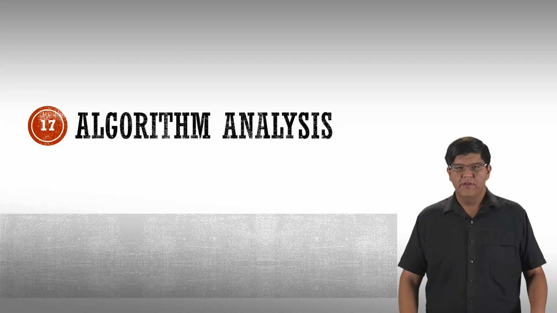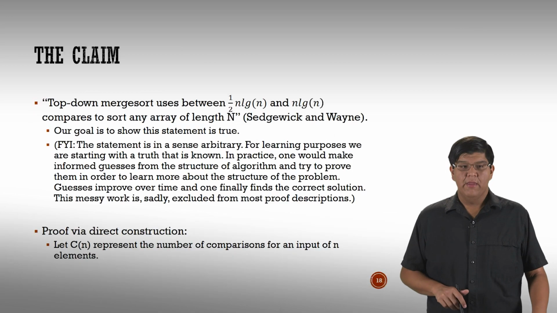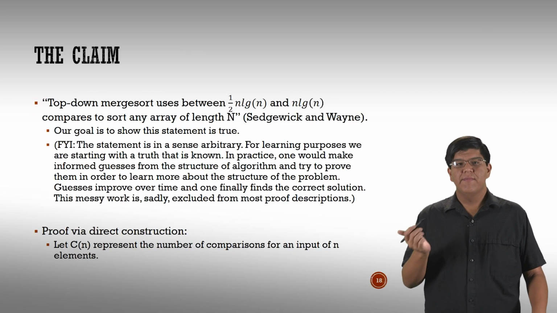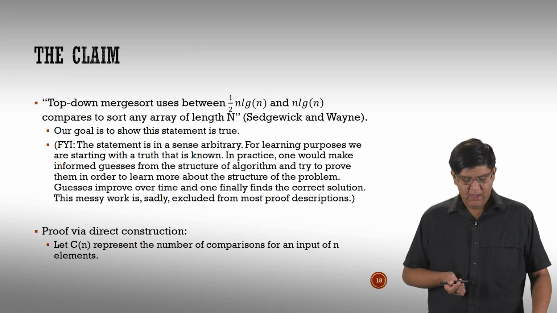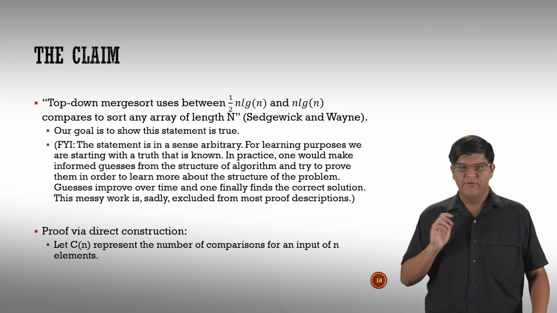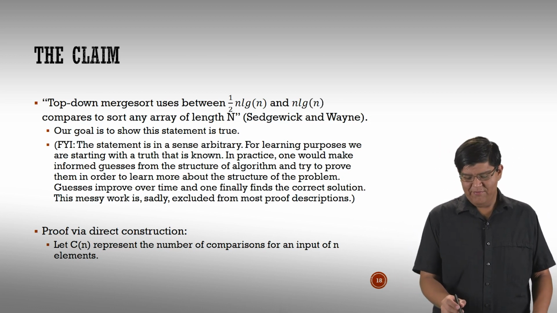In this video, we're going to start talking about how to analyze merge sort. All right, so we're going to start with a claim, okay? And this is given by the textbook, so I'll just read this. Top-down merge sort uses between 1/2 n log n and n log n compares to sort any array of length n. Okay, this is our claim, coming straight from our textbook authors, Sedgewick and Wayne.